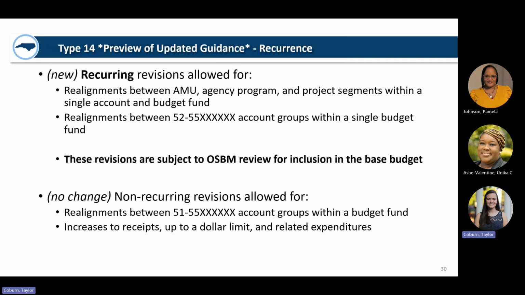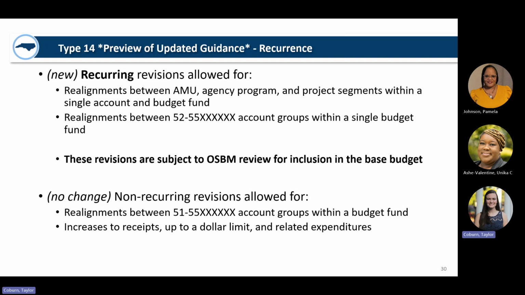Recurring revisions may also be done on a Type 14 for realignments between your 5.2 to 5.5 account groups within a single budget fund. As a note, these revisions will be subject to OSBM review before they are included in the next base budget development process.